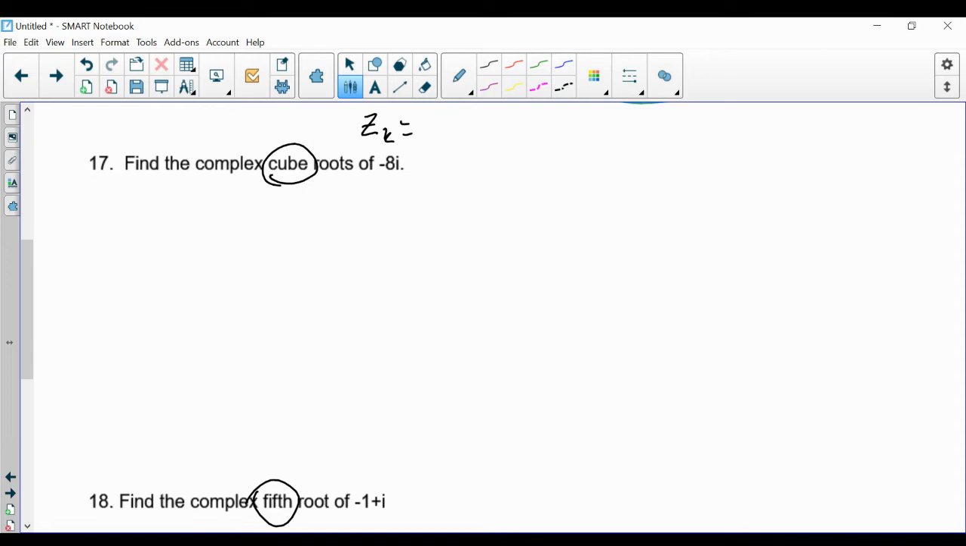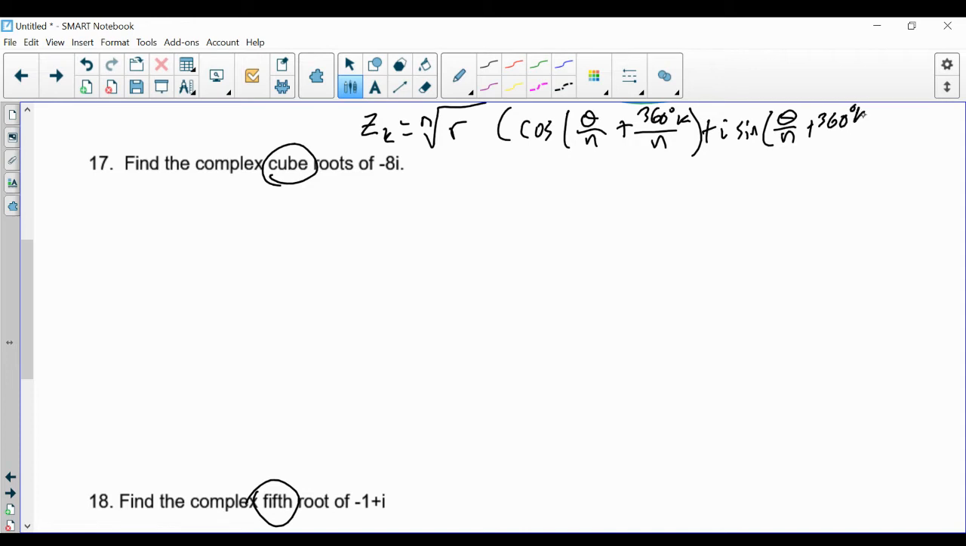So the formula, which we'll get, is z sub k, and it's the nth root of r, and then cosine of the angle divided by n plus, and I'll do it in degrees, so 360k divided by n, plus i sine of the same exact thing, k over n. There we go.